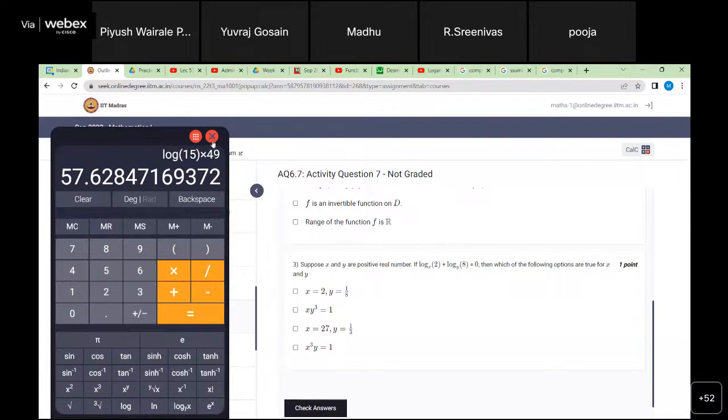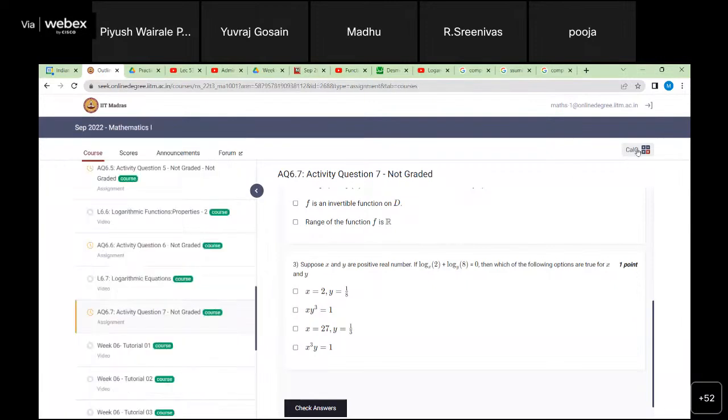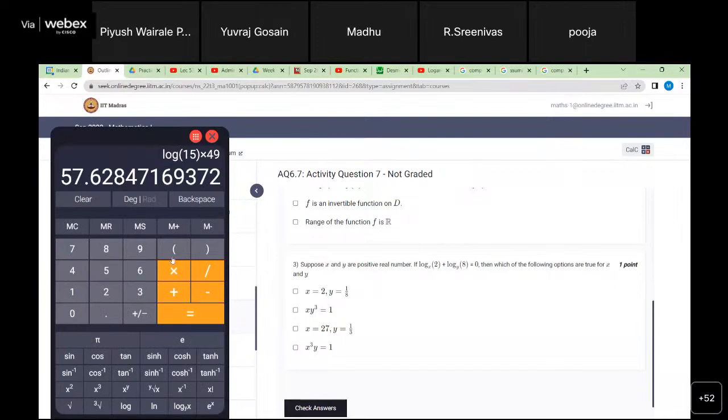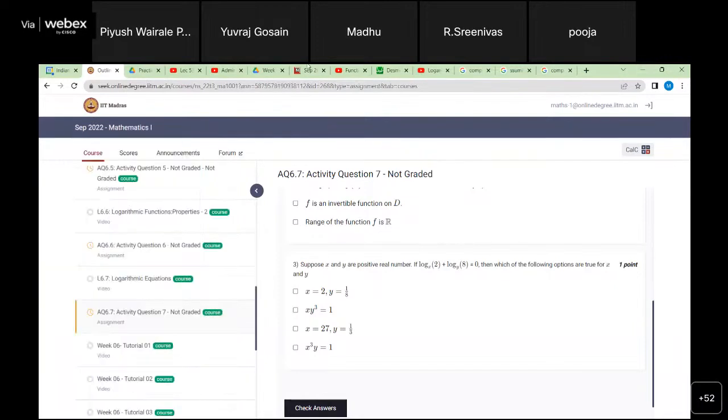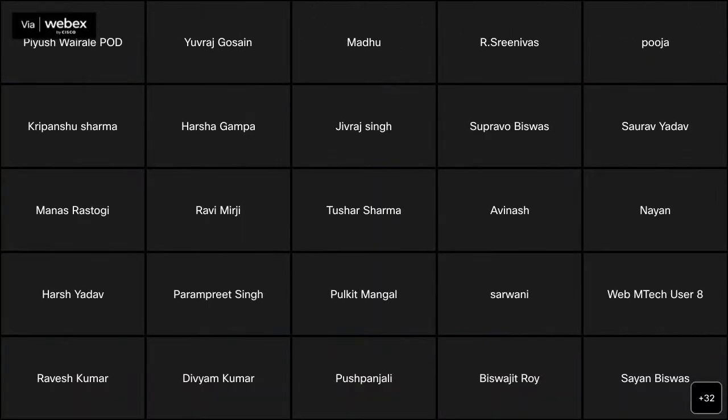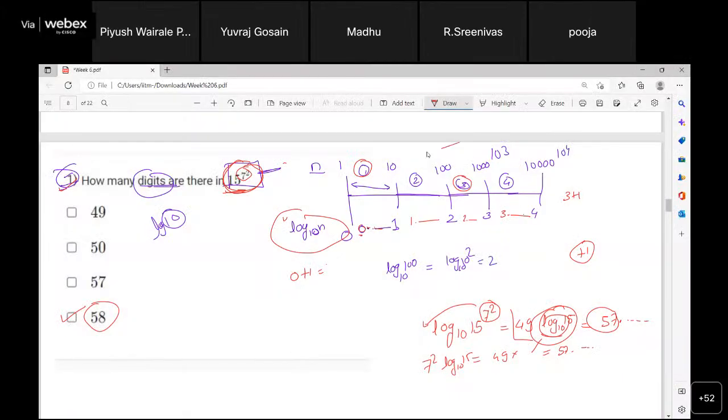You can use the calculator available on the portal. In the TCS exam also you will get the same calculator, right? You can do the calculation. So I hope you understand this concept. Because if I put any 2-digit number, I will get the value 1 point something only.